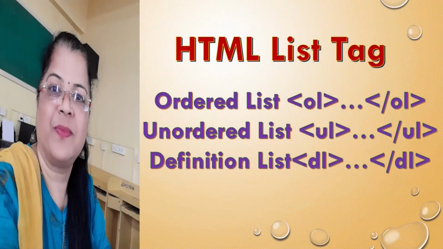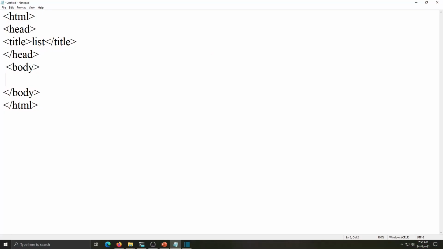In today's class, we are going to learn the list tag in HTML. In the list tag, there are three types: ordered list, unordered list, and definition list. So let's start learning the list tag. Here I have HTML code, and in the body section we are going to write the list tag.